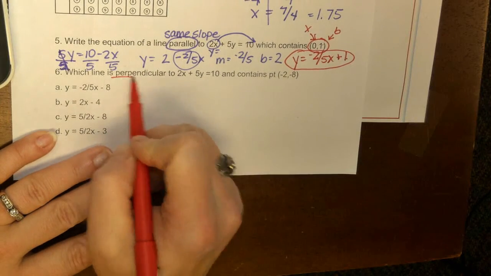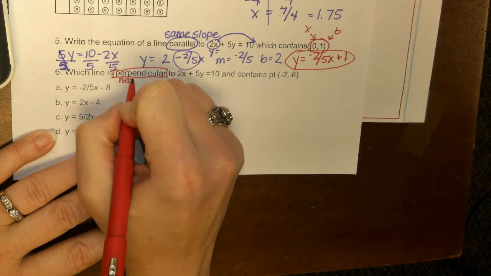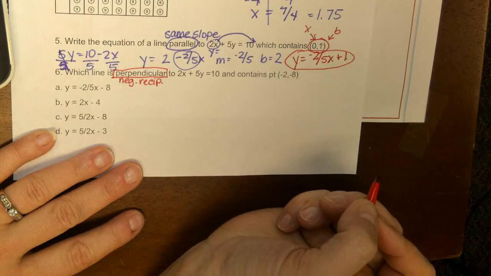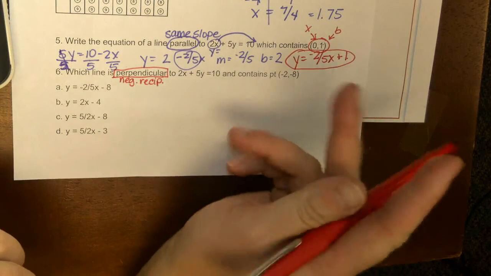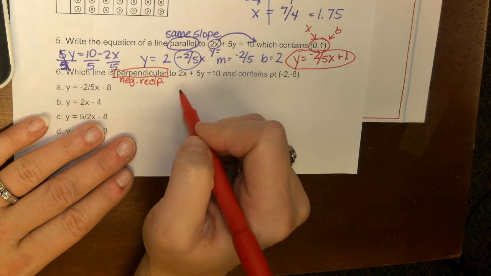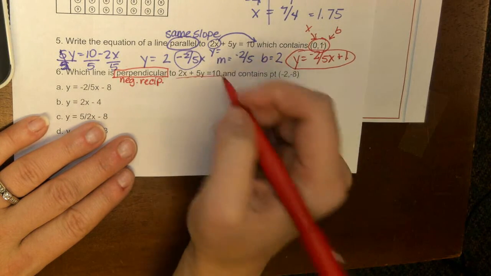Okay, let's talk about perpendicular. Remember, perpendicular lines have a negative reciprocal. Remember what that means? You take the slope, you flip the fraction, and you change the sign. So we need to put this in y equals.